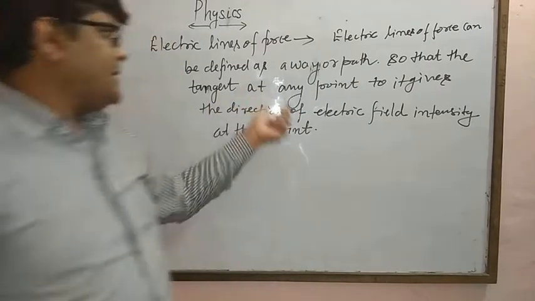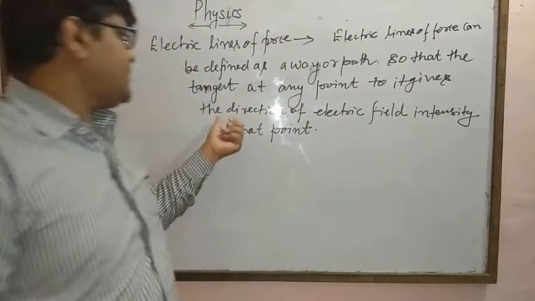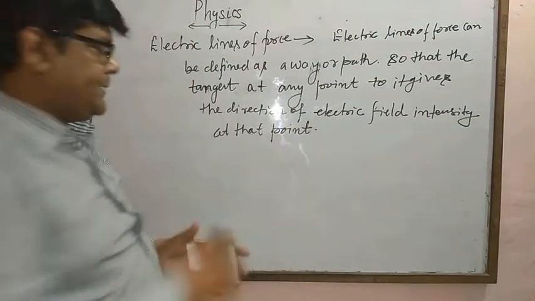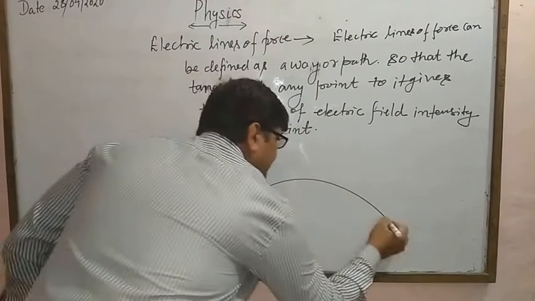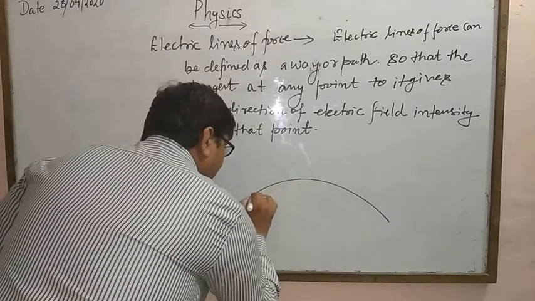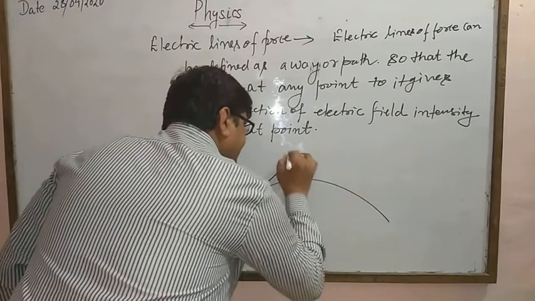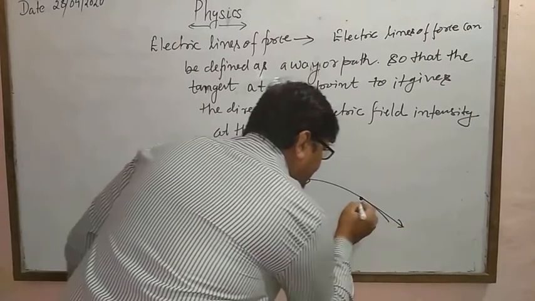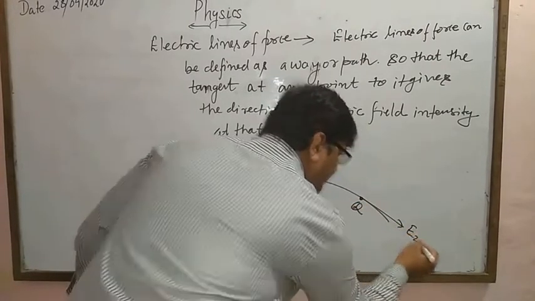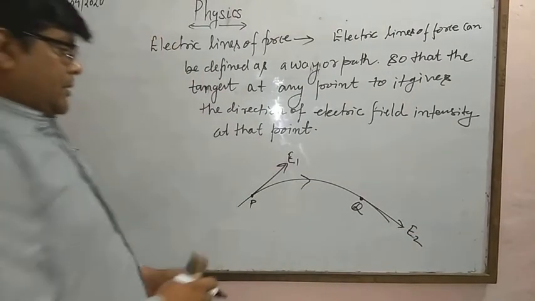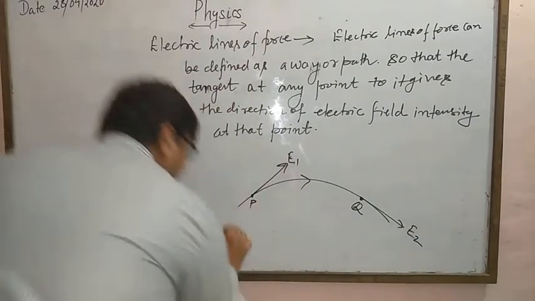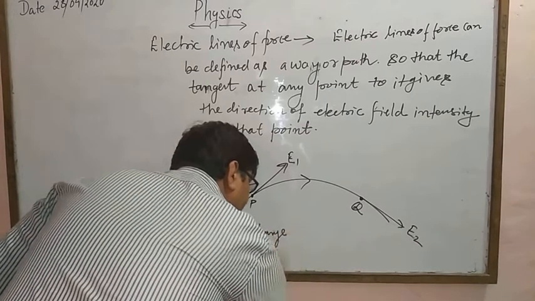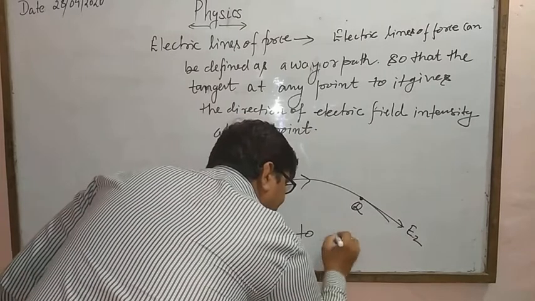So that the tangent at any point to it gives the direction of electric field intensity at that point. At point P it is E1, and at Q the point is E2. Its direction is always from positive charge to negative charge.